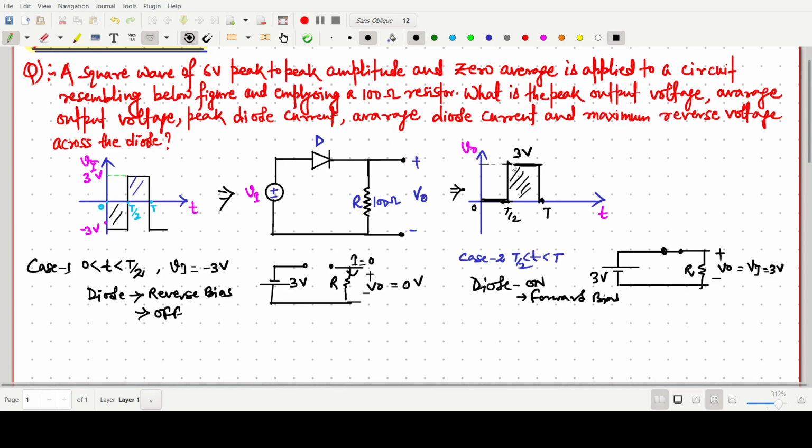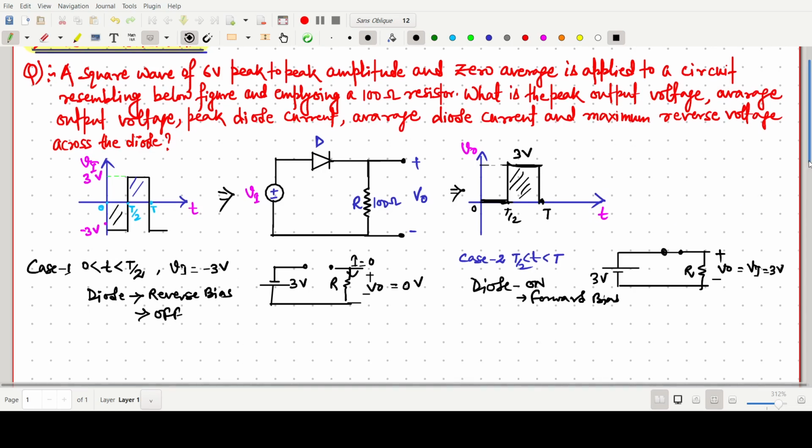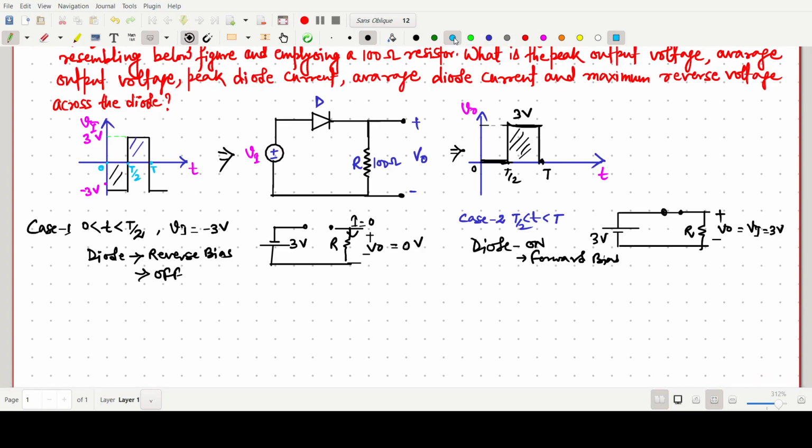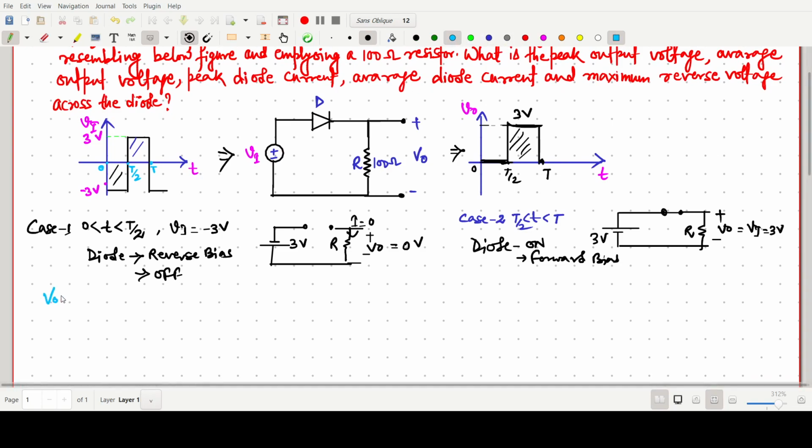Now the first thing we have to find is the peak output voltage. So the peak output voltage, V naught peak, will be simply our 3 volt. This 3 volt will be the V naught peak, the peak output voltage.